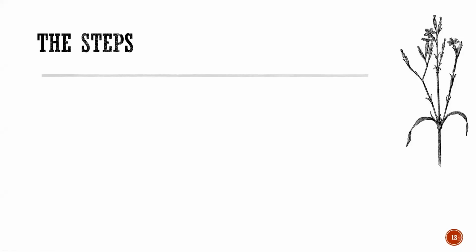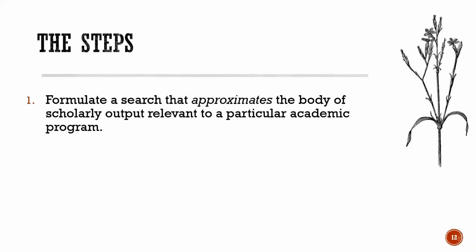So here's how that might be done. First step, simply formulate a search that approximates the body of scholarly output relevant to a particular academic program. So in this case, you're going to define a keyword or a set of keywords that is approximately representative of the subject area of biology. So the idea is to identify some basic term or set of terms that gets at the full scope of a subject area in question.